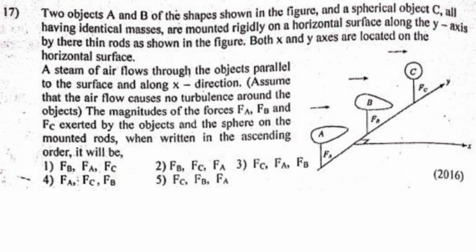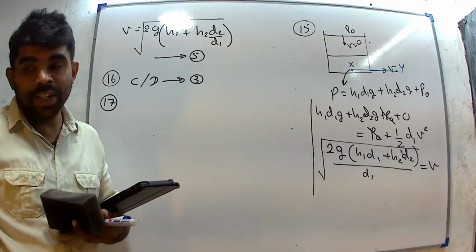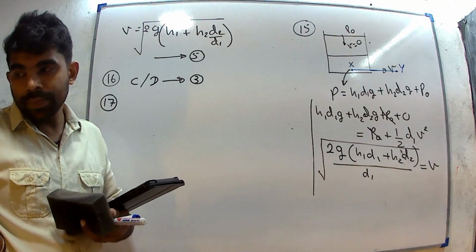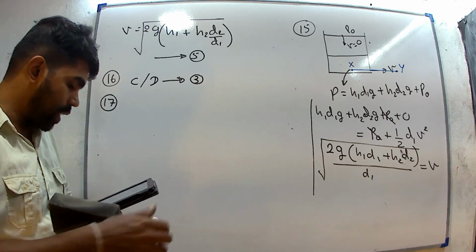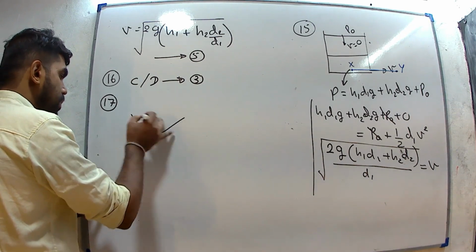Assume that airflow causes no turbulence around the object. The magnitudes of forces FA, FB and FC exerted by the objects and the sphere on the mounted rods, when written in ascending order, will be. They have given that there is no answer. They have given all for question number 17, but I will explain how to get the answer.